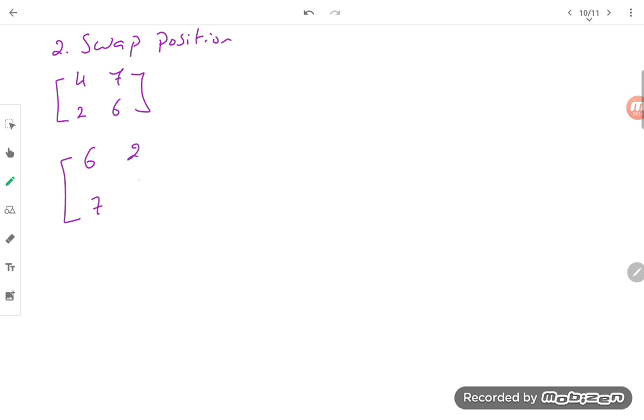Second step, swap position. Our matrix was 4, 2, 7, 6. So now we can write it as 6, 7, 2, and 4.